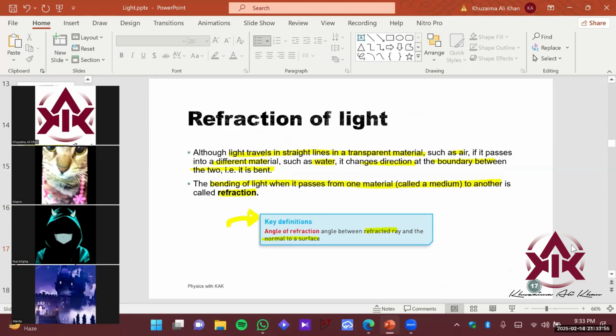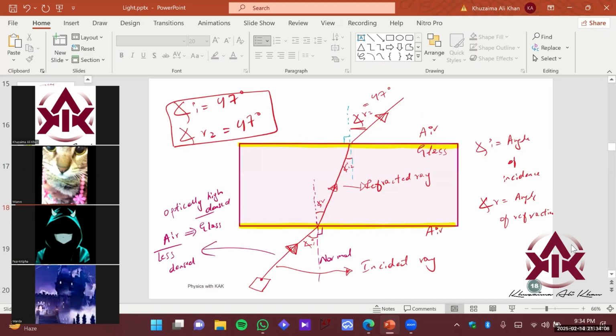Then we started with the idea of refraction. What is refraction? When a light ray passes from one medium to another medium of different optical density, it changes the direction of the wave. That is called refraction, right? So for example, if you have a glass block here and surrounding air, when the light enters from low density to high density, the light ray bends towards the normal. When it enters from high density to low density, the ray bends away from the normal, right?